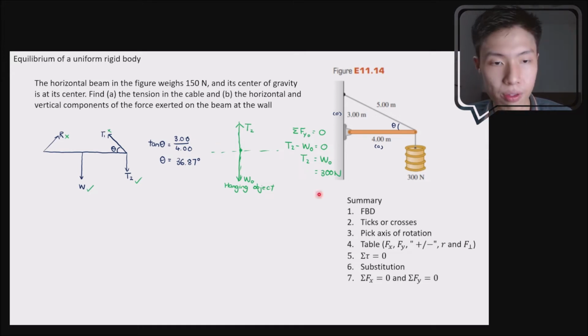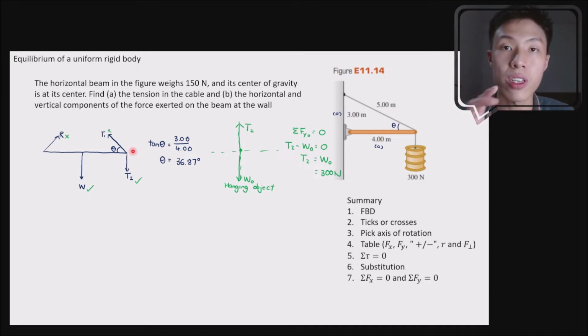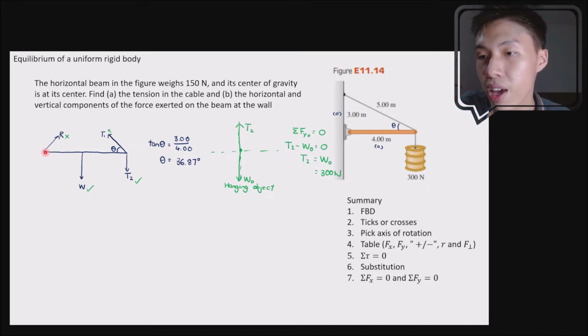Okay, so now we have determined the ticks and crosses already. We have done with step 2. Let's move on to step 3, in which we pick our axis of rotation. How do we pick our axis of rotation? We scan across the whole object, looking for a point which has the most information that we don't know. So we look for a point which has a lot of crosses. If you scan over the whole object over here, I believe you'll only see 2 points which have crosses. First is the left end of the beam, second is the right hand end of the beam. So these 2 points are good candidates for our axis of rotation, but which point should we pick? Again, we pick the point which has an unknown that we are not really interested in.